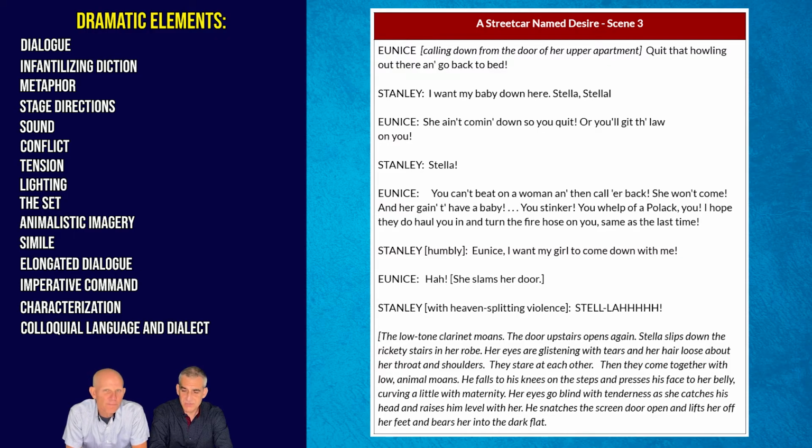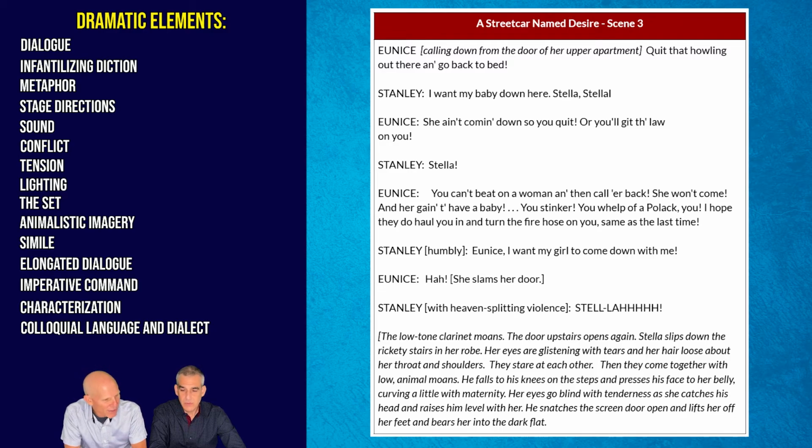What does Eunice say next, Mr. Giles? This is, I think, a really powerful moment, and I think this is why we chose the passage. She says, you can't beat a woman and call her back. Again, she's the voice of morality. This is what you can't do. You can't beat on somebody and hit somebody and then just call her back.